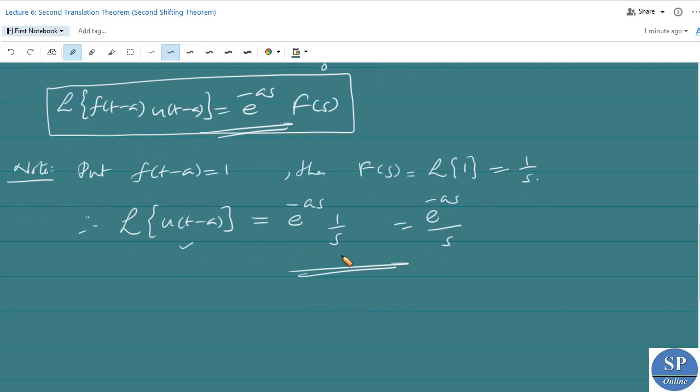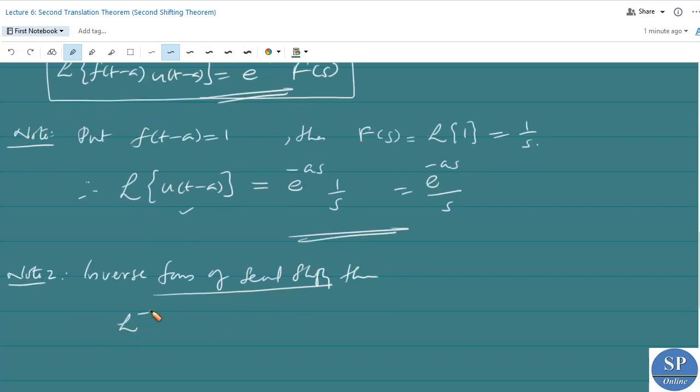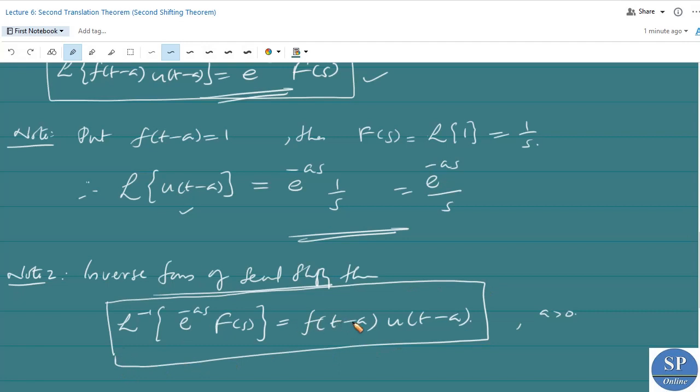Now the inverse form of the above theorem: we have L{f(t-a) u(t-a)} = e^(-as) F(s). So the inverse Laplace transform of e^(-as) F(s) is equal to f(t-a) u(t-a). That is the inverse form of the second shifting theorem. Inverse form of the second shifting theorem means L inverse of e^(-as) F(s) is equal to f(t-a) u(t-a), where a is greater than 0, and where L inverse of F(s) is equal to f(t).